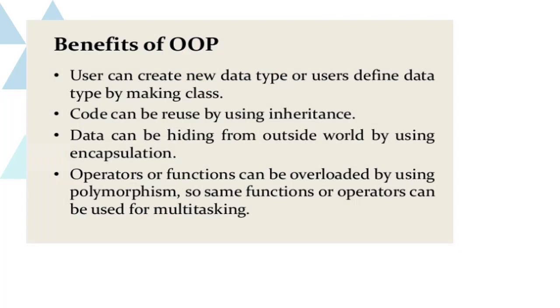So let's understand the benefits of object-oriented programming, or we can consider them as advantages of object-oriented programming. In object-oriented programming, the user can create a new data type, or user-defined data type, by making a class. Code can be reused by using inheritance. Data can be hidden from the outside world by using encapsulation. Operators or functions can be overloaded by using polymorphism. So the same function or operator can be used for multitasking.